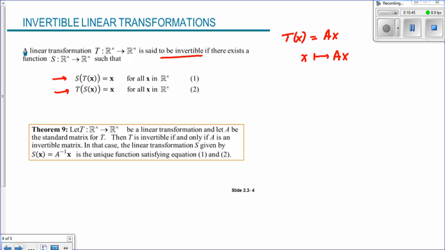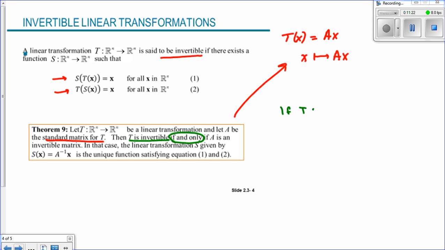So we know that if T is invertible, well, this theorem states that if T is a linear transformation and A is the standard matrix for T, okay, so that's the situation we've got from here, T will be invertible if and only if A is an invertible matrix. Now, if and only if means that if T is invertible, then A is an invertible matrix. And if A is an invertible matrix, then T has to be an invertible transformation. Okay, so if and only if means you have a conditional going both ways.